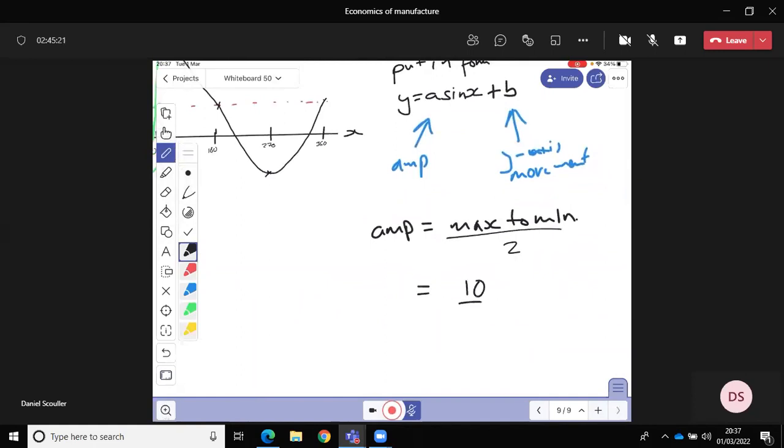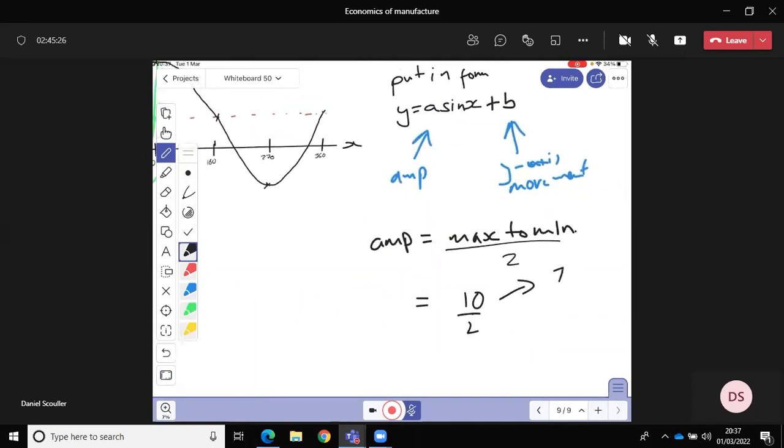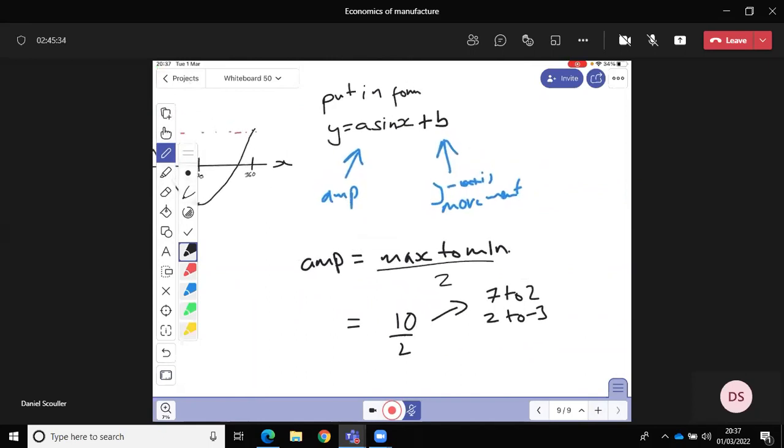Over 10. Okay, 7 to 2, and then 2 to -3. Because we know there's been movement on that y-axis, that halfway point is now that 2 position. So how many units from 7 to 2, and then how many from 2 to -3? So you've got 10 from top to bottom. So your amplitude in this case is going to be 5.